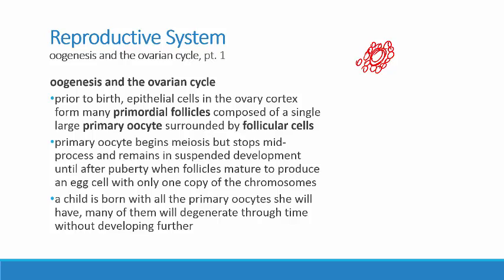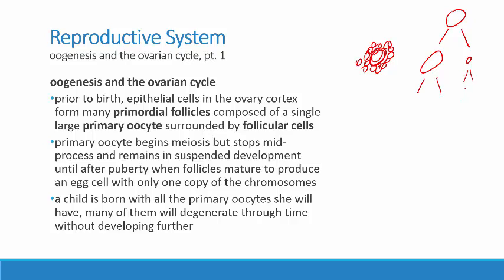So this primary oocyte begins the process of meiosis. Remember, that's that two-stage, two-cell division process. So here's the primary oocyte, and it would divide and produce two daughter cells. Now notice, as I'm doing this, that rather than being an equal division, this first division is an unequal division. One of the daughter cells gets all the cytoplasm, and the other one is kind of kicked aside.